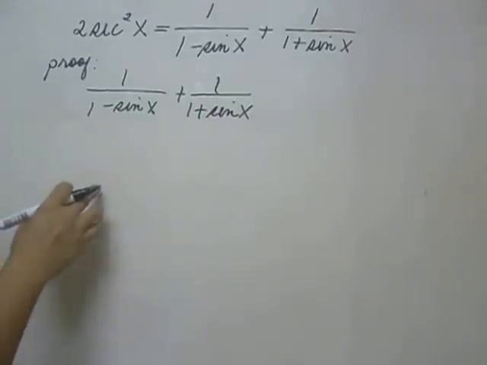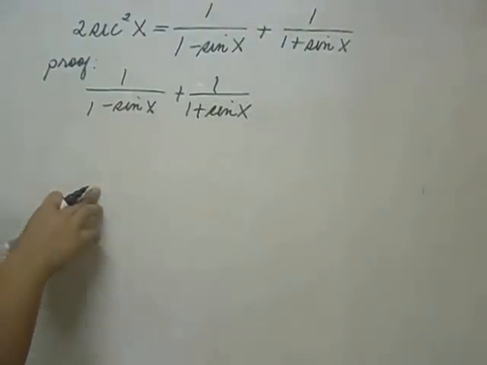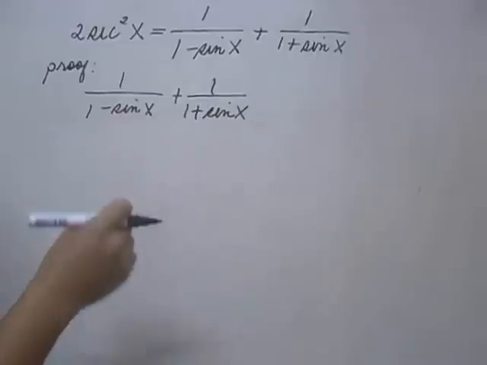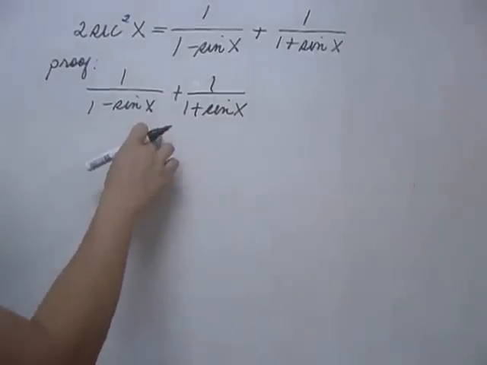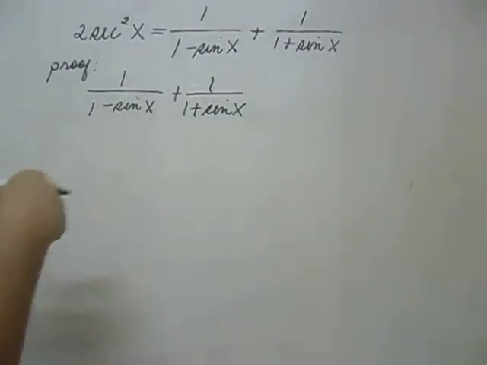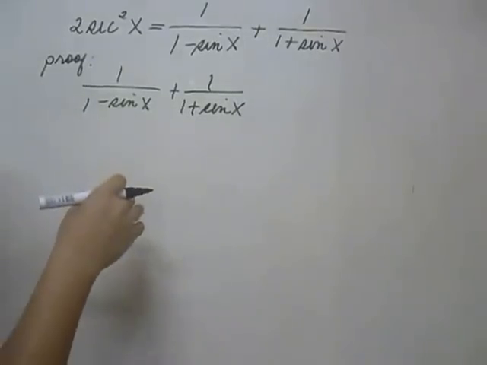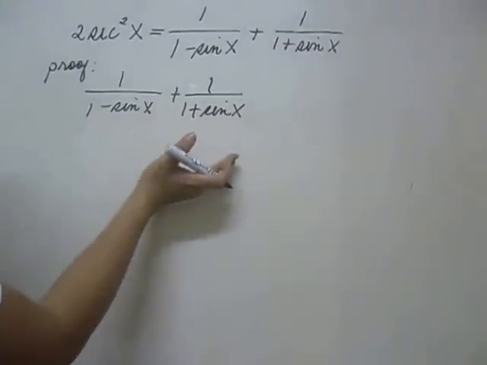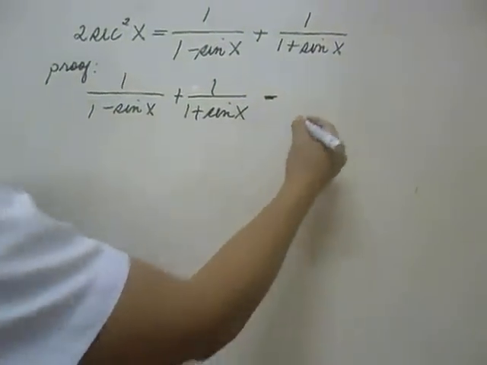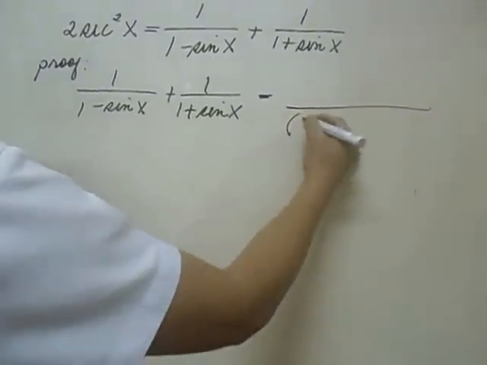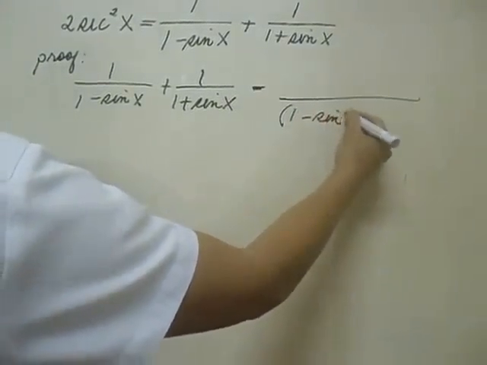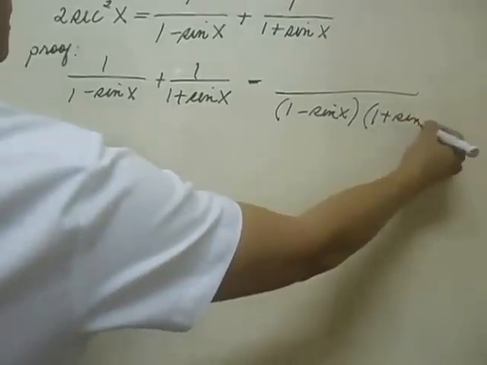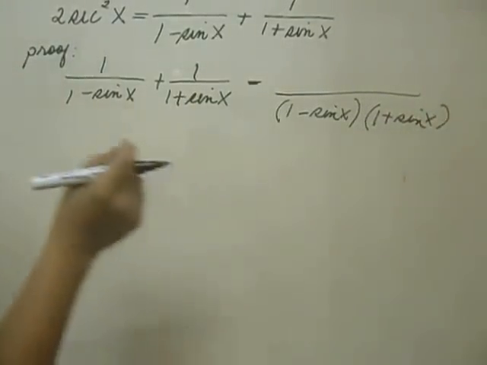Since the functions involved are already in terms of sine, we simply perform the indicated operation, which is addition. In adding similar fractions, we get the LCD, or the least common denominator. And the LCD is 1 minus sine x and 1 plus sine x.